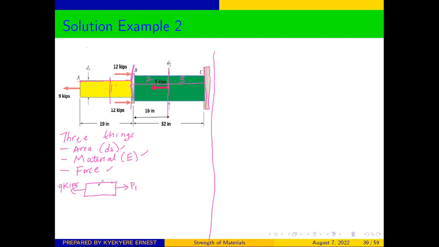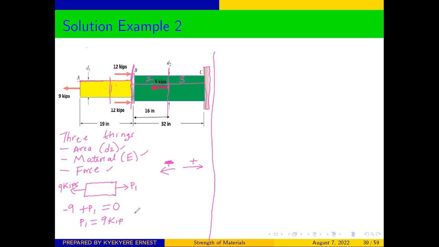From here, we can say that any force which is going to the right is positive, and any force which is going to the left is negative. So from here, the 9 kips is going to the left, therefore we have minus 9, and this P1 is going to the right, plus P1, to be equal to 0. And from here, we can say that P1 will be equal to 9 kips.